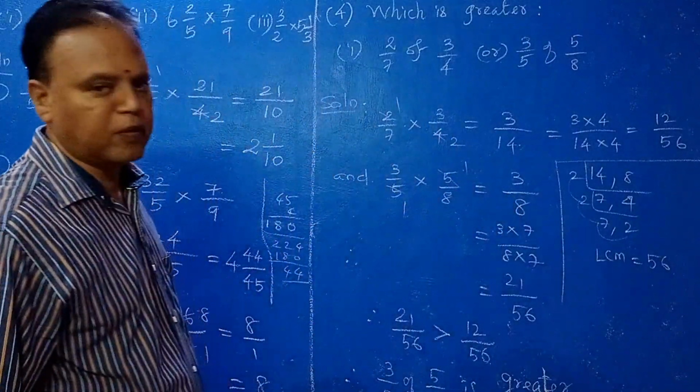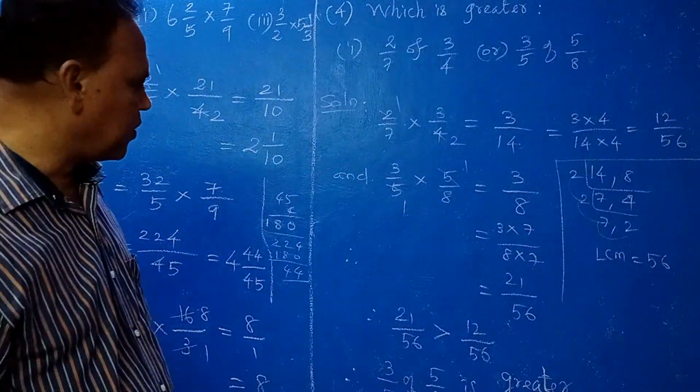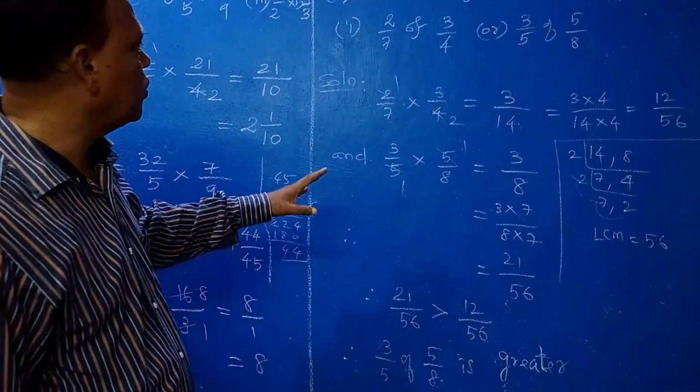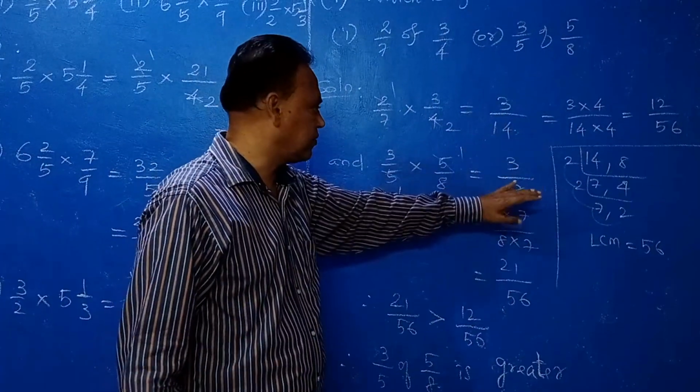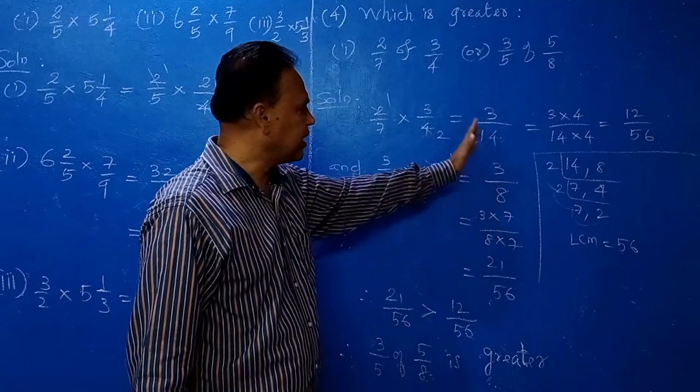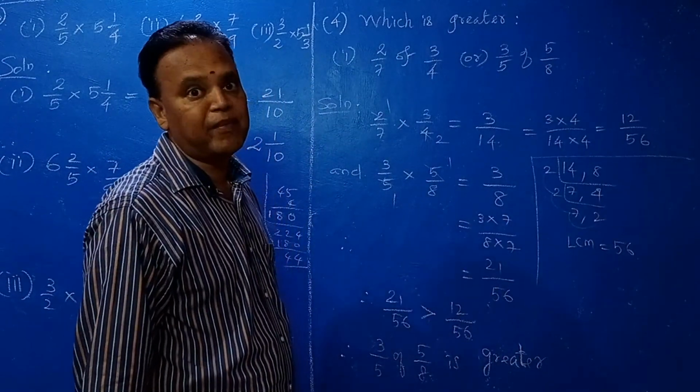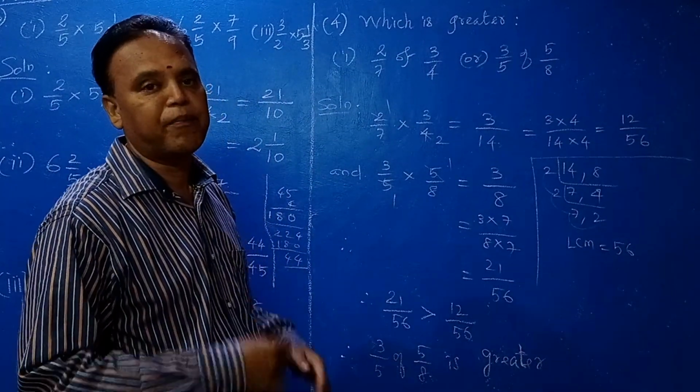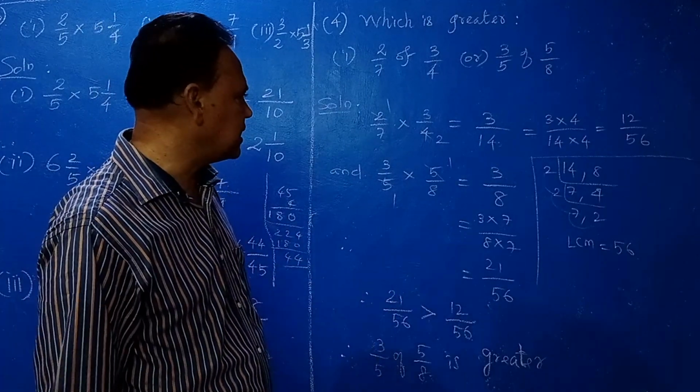So very important problems. Clear? This is a very important problem. First you have to convert into the fraction. Then you have to compare. While comparing, make the denominators the same. Then we will compare the numerators. It will be easy. Okay.